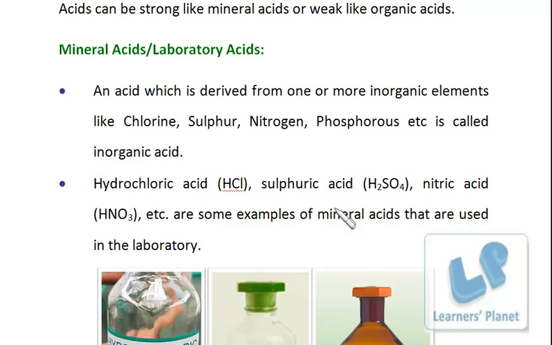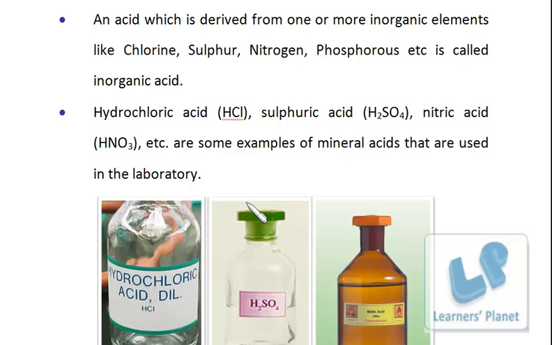Hydrochloric acid, sulfuric acid, nitric acid, these are the examples of mineral acids, and they are used in the laboratory, right? If you had visited the chemistry lab in your school, you might have learned about all these acids, like hydrochloric acid, sulfuric acid, concentrated and diluted acids. So when we talk about mineral acids or inorganic acids, we are talking about these sort of acids.